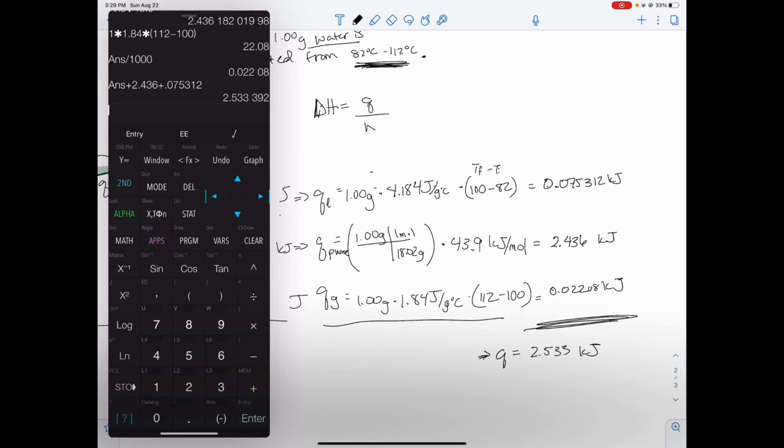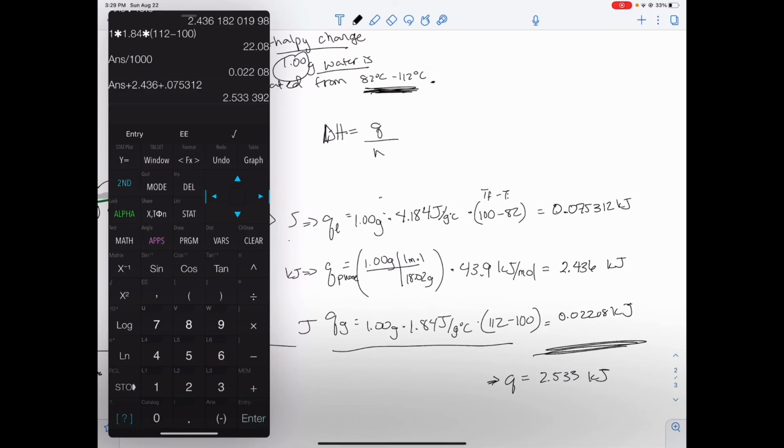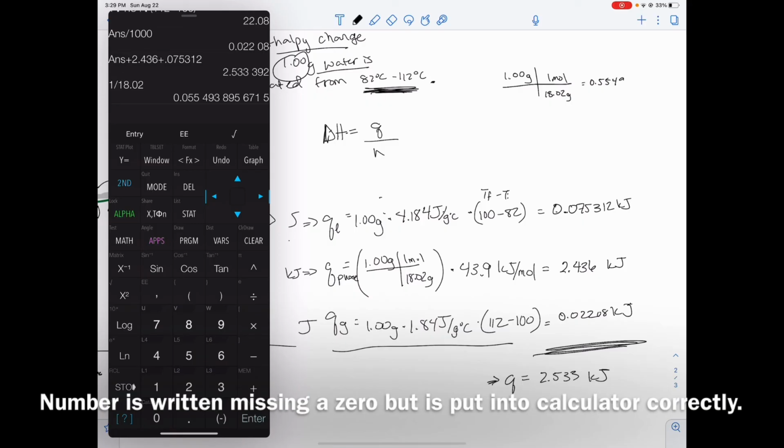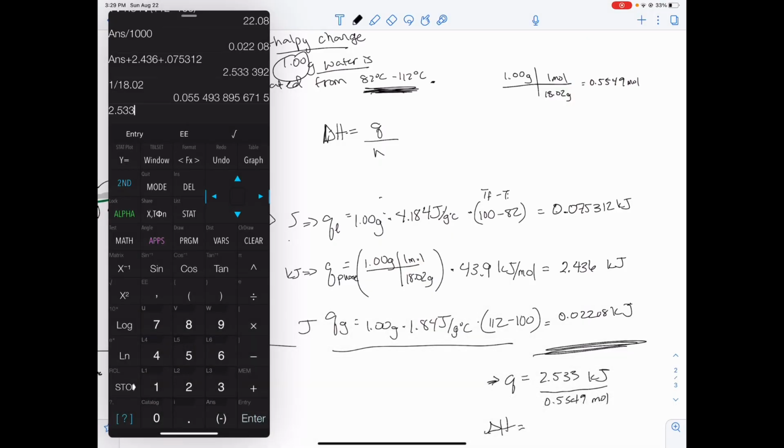If it's asking for the enthalpy change over that whole amount, all I have to do is say Q per mole. I've got 1 gram, and then there's 18.02 grams in 1 mole. So 1 divided by 18.02, and that gives me 0.05549 moles. So I'm just going to divide the total Q by the total number of moles, and that will give me my delta H value. So 2.533392 divided by 0.055493895, and I get 45.7 kilojoules per mole.